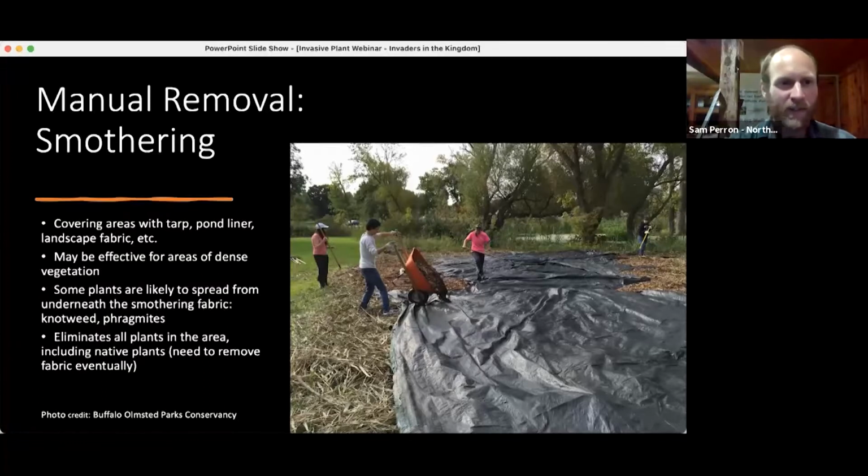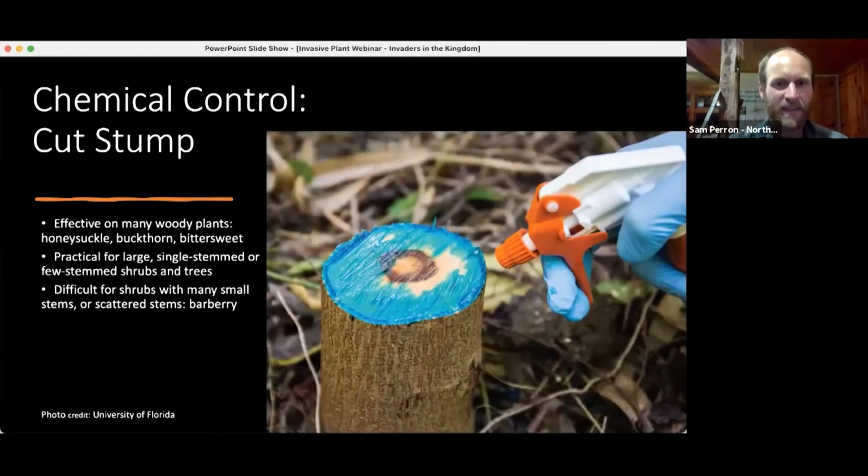Okay, so moving on to a couple of possible options if you're on a site and if you are willing to use herbicides. Probably the most focused and easiest to do chemical control option is cut stump for woody plants. You basically cut the plant off near the ground. This works well for single stemmed shrubs, for small trees. Buckthorn can get to be a small tree. Cut it off near the ground, spray a little bit of herbicide on the stump, and it prevents that plant from resprouting.